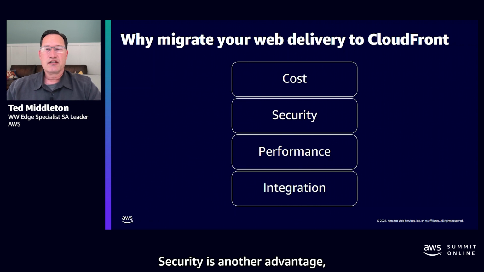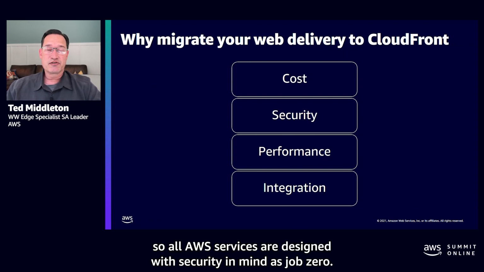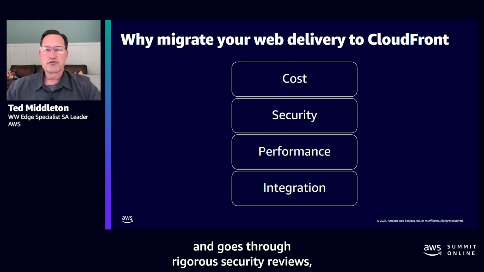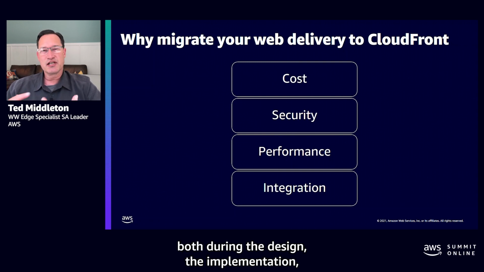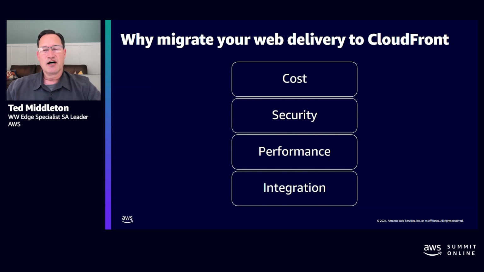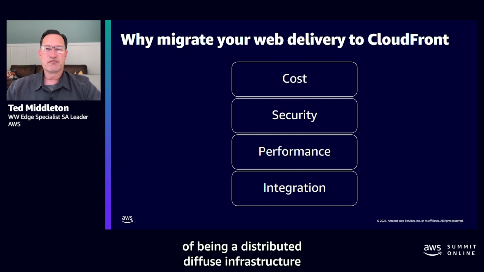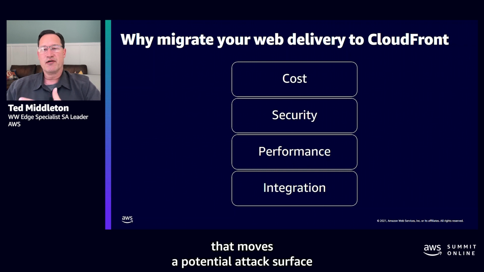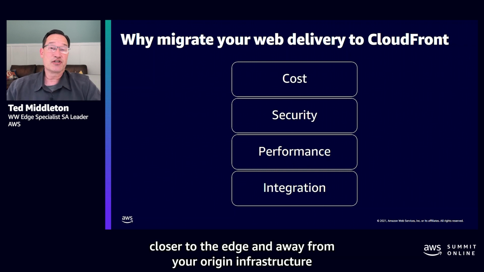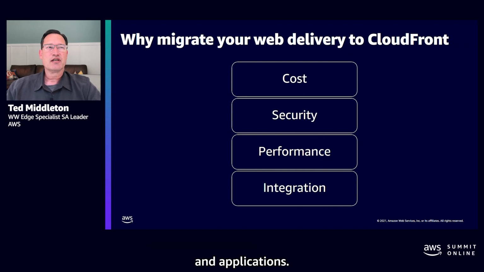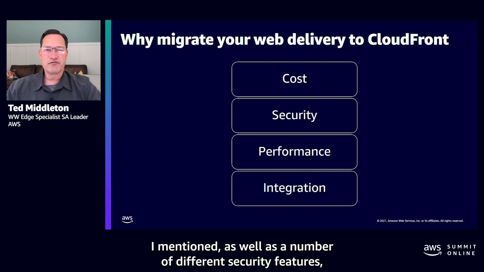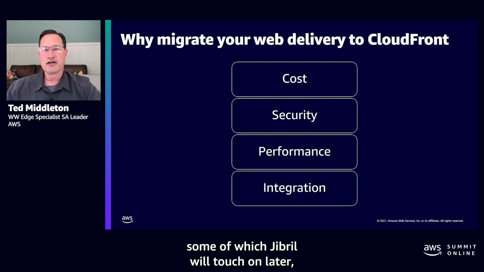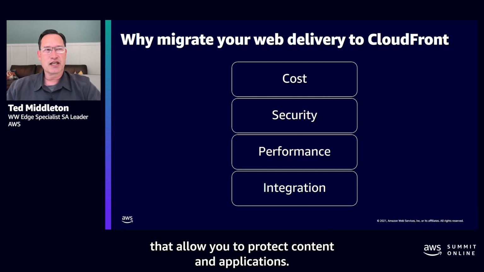Security is another advantage. So all AWS services are designed with security in mind as job zero. CloudFront is no exception and goes through rigorous security reviews, both during the design, the implementation, and during operational phases. It also adds security in terms of being a distributed, diffuse infrastructure that moves a potential attack surface closer to the edge and away from your origin infrastructure and applications. And it also has tight integration with the security features I mentioned, as well as a number of different security features, some of which Jabril will touch on later, that allow you to protect content and applications.